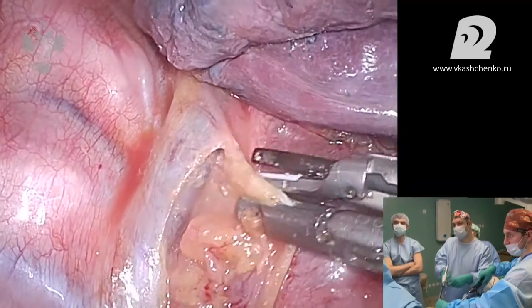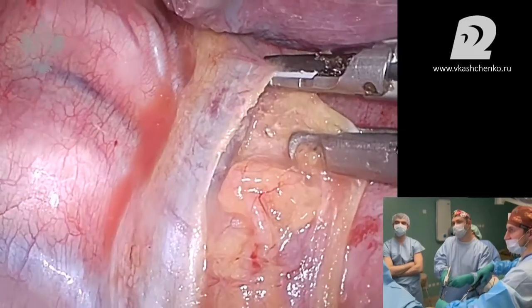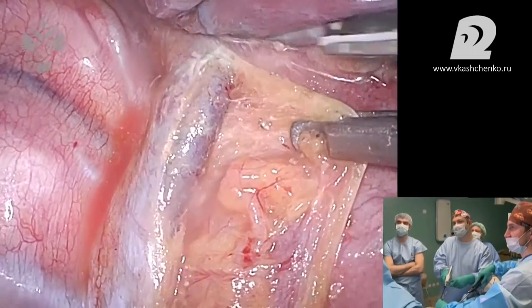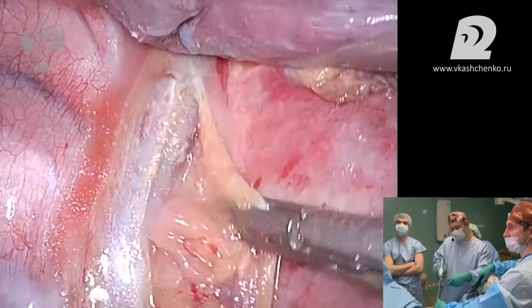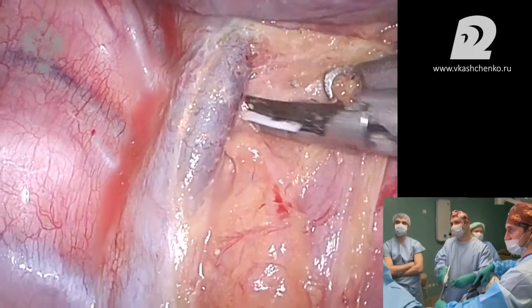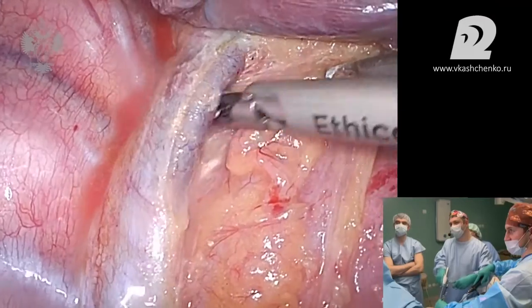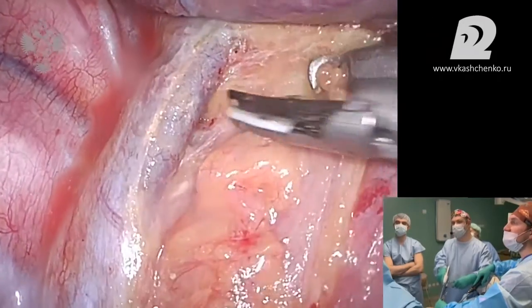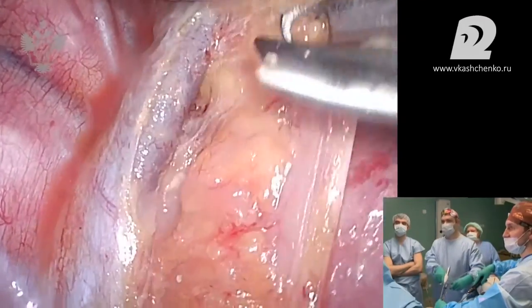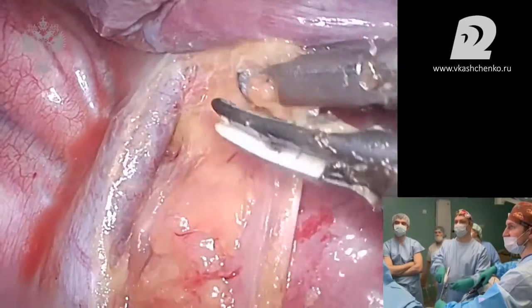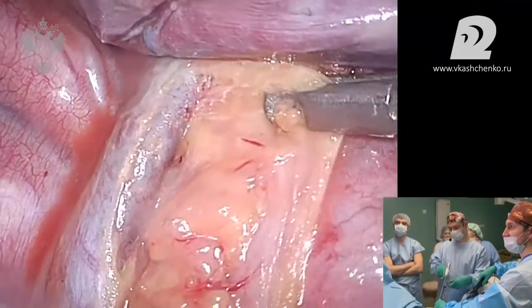I do understand where, somewhere in the middle part, but the upper part gets in my way. Okay, nobody is to blame. So the clamps are in their place, and my assistant is quite right. Things go well. So now you can see that there is the azygos vein, and you work in the correct layer.